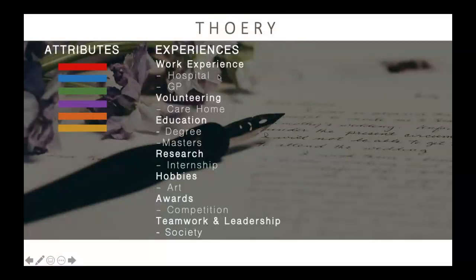So work experience could be in a hospital or GP. Volunteering could be care home. I've also done volunteering working with children and after school club, or as a ward helper, helped out at primary school, teaching kids arts and things. So loads of different types of volunteering.